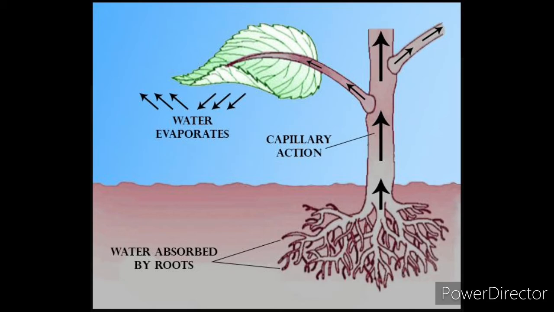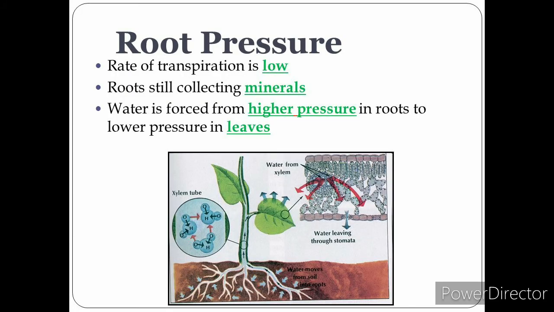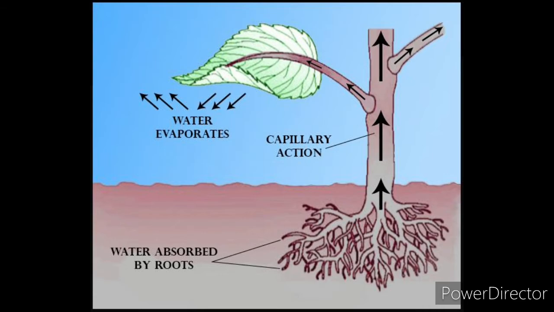At night, when the stomata are closed, root pressure has an effect on the movement of the water. During the day, transpiration pull is a major force in the movement of water. Transpiration plays a major role in the movement of water and dissolved minerals in the xylem during the daytime. So root pressure and transpiration both play a vital role.